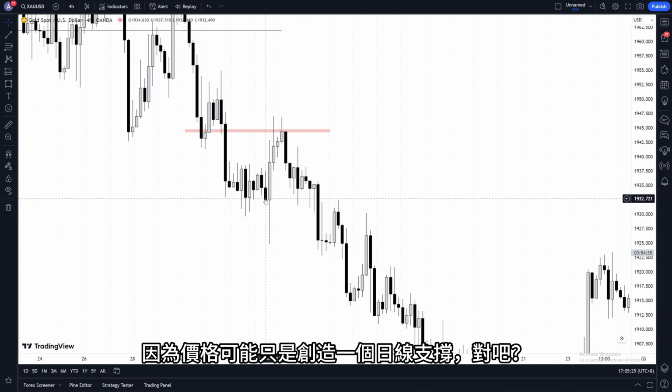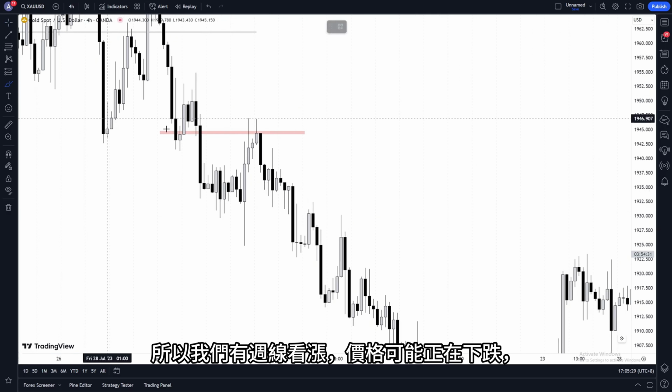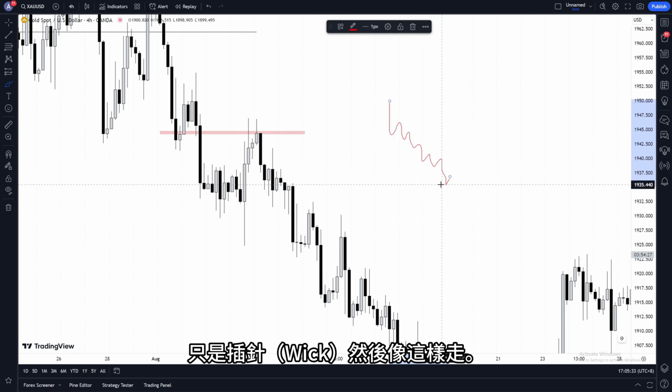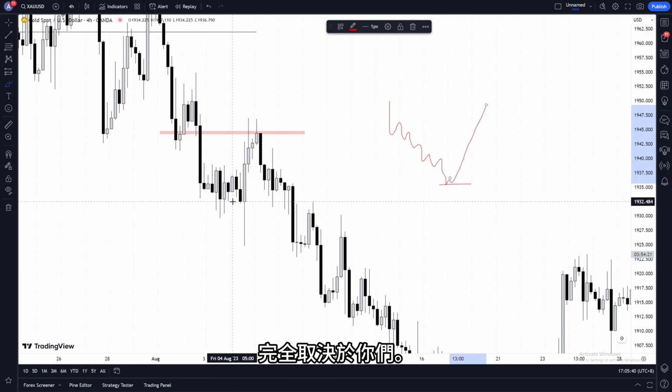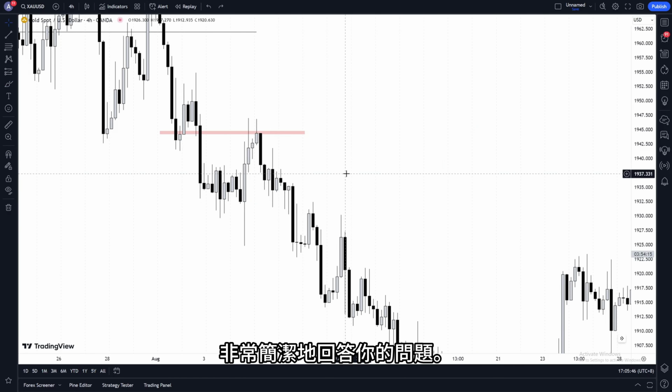Does it mean that you don't attempt a buy from here? Because price can just create a daily support, right? So we have a weekly bullish, price can be coming down and then boom, creates a daily support and price just wicks and goes like this. Sure, this can absolutely happen. But whether you take the trade or not is completely up to you guys. I'm giving you the criteria. So I'm answering your question very perfectly, very concisely. What is the criteria for trading the daily obstacle? Well, it's up to you.